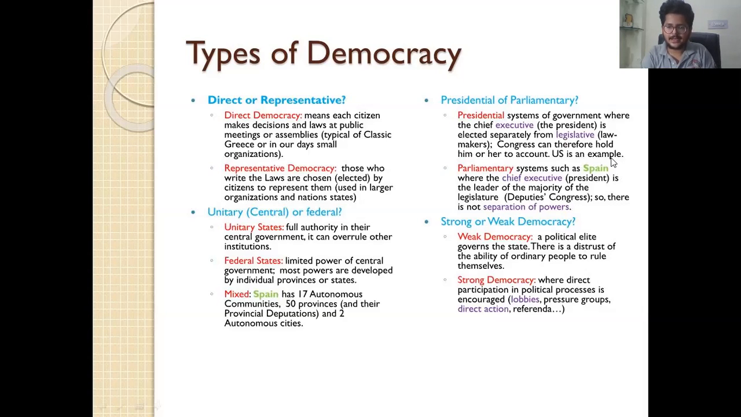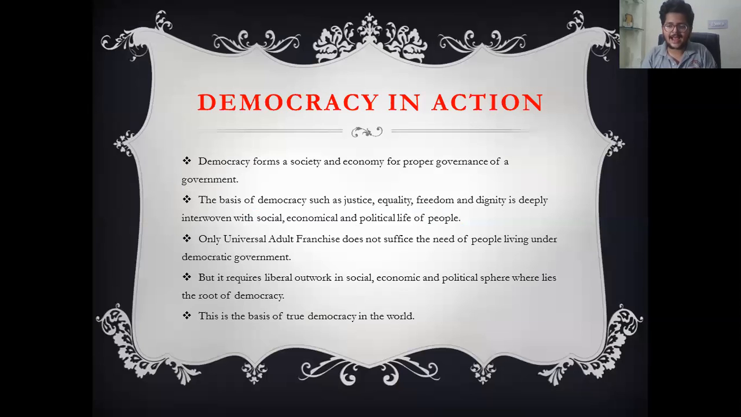Okay, let us move to the next. Democracy in action, a separate topic given in your syllabus in your book. So let us start this. It is a very important part. Democracy forms a society and economy for proper governance of a government. So what is democracy? What does democracy do? Democracy forms a society and economy for proper governance of a government.